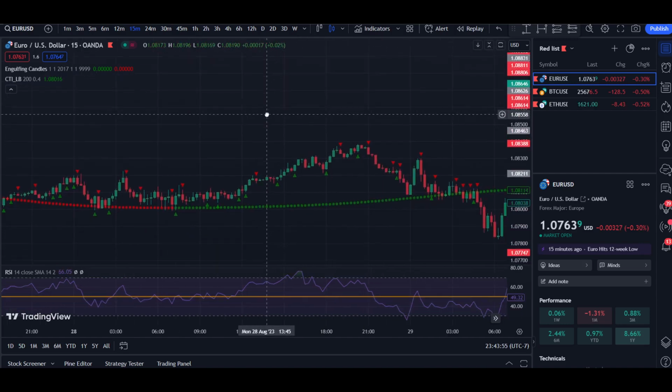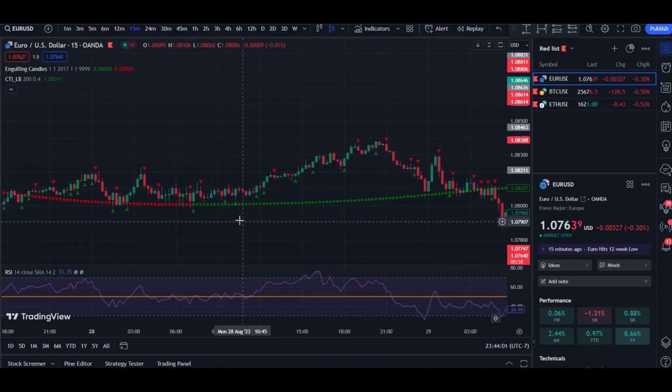So for our second long position, as we can see right here, the price action is closing above the line. It is in the green and we can see multiple buy positions. We can see that the RSI is barely above the 50 level. So we can take our next long position.